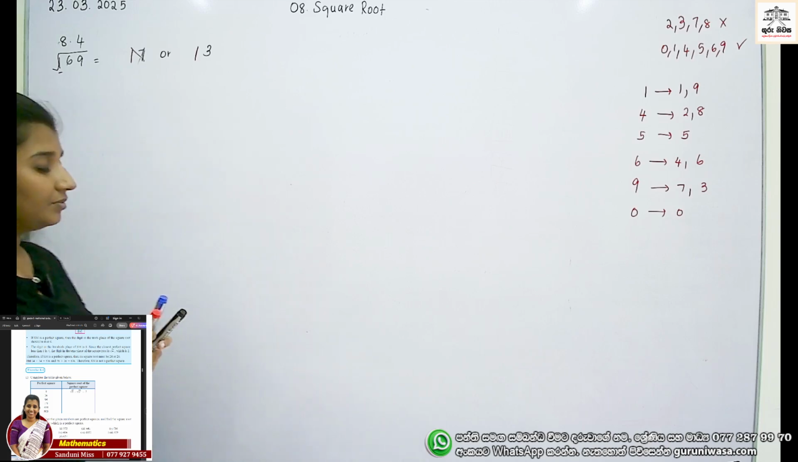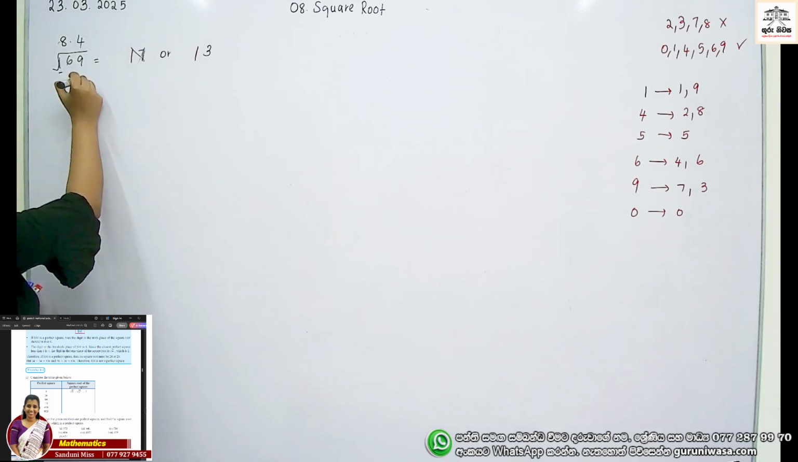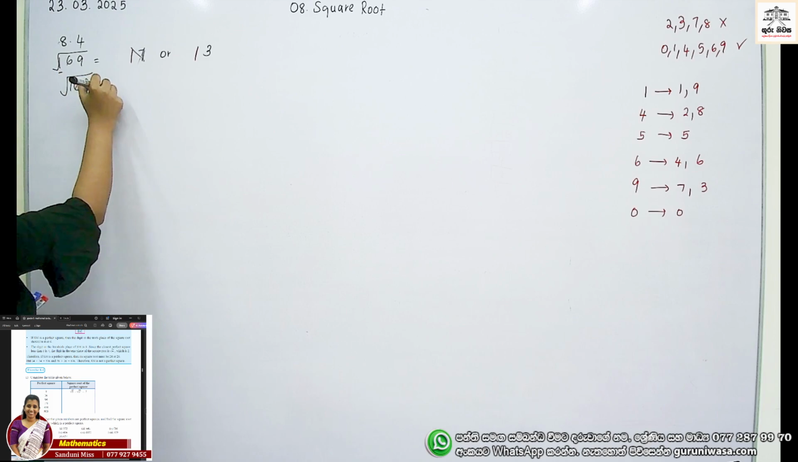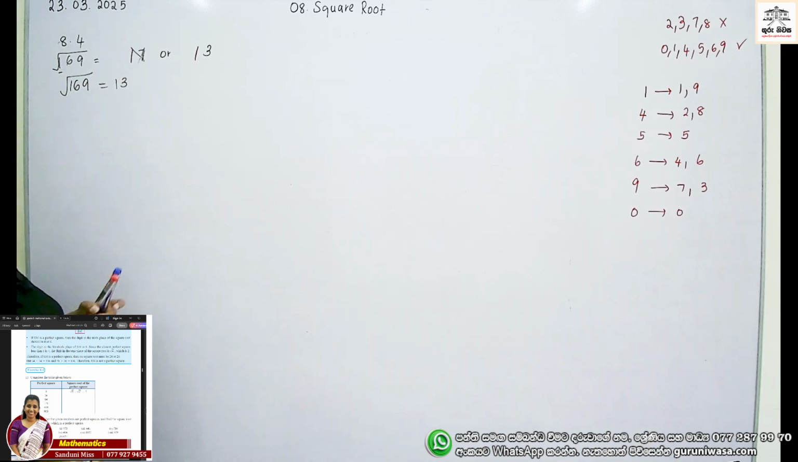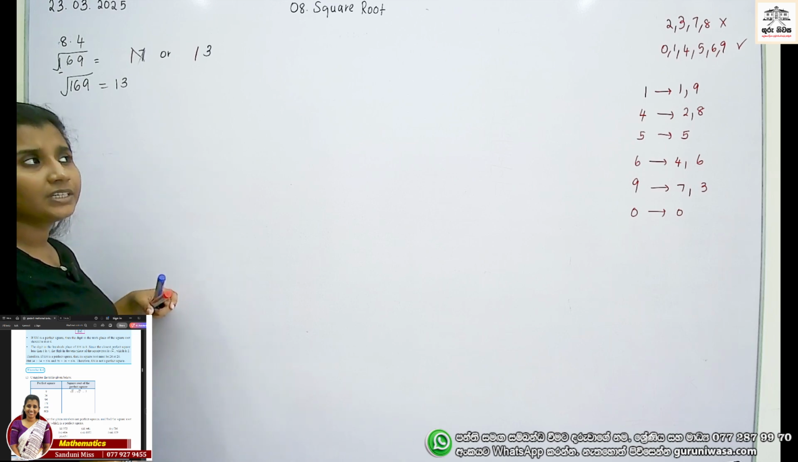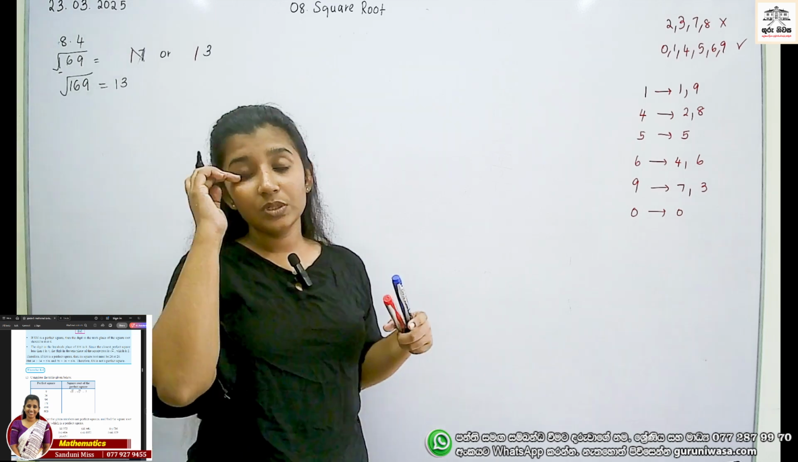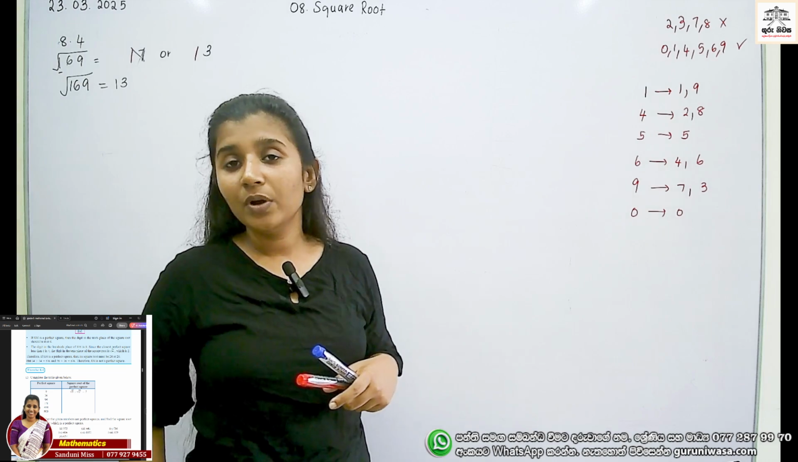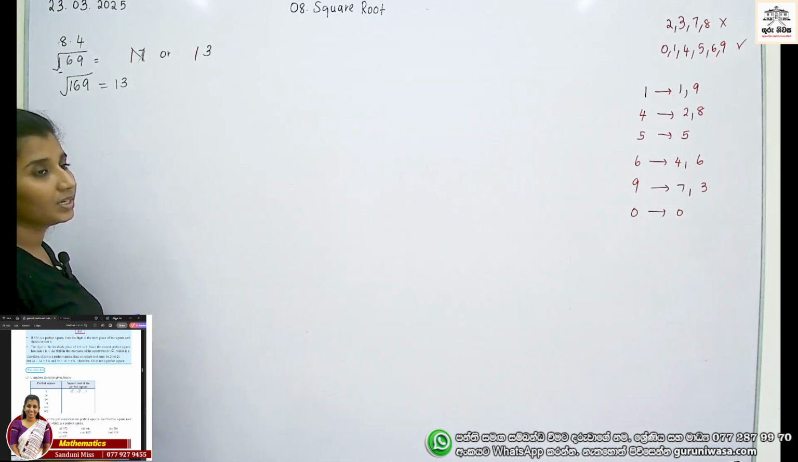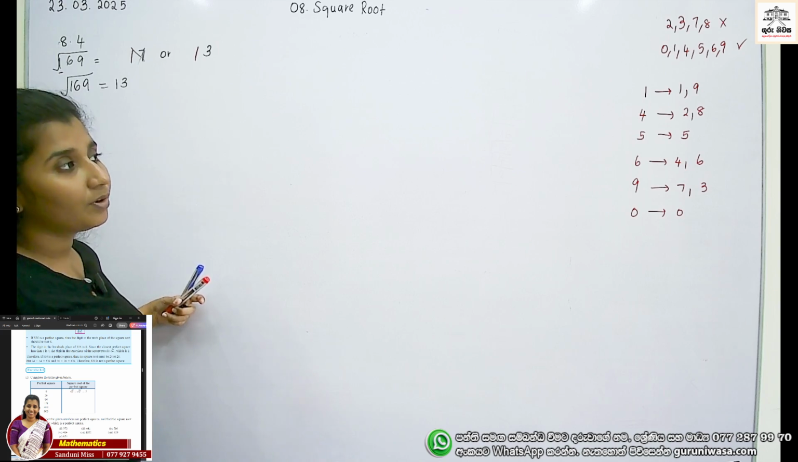So you can write that the square root of 169 is equal to 13. 972 is not a perfect square. Next, 441.